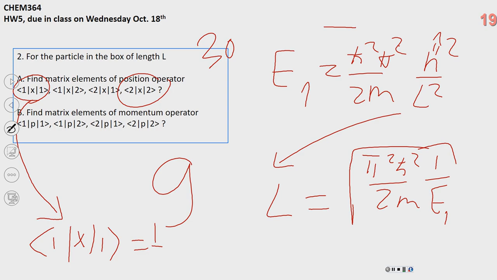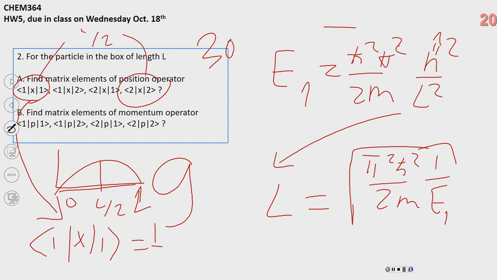If the function is homogeneously distributed between 0 and 1, and we need to find an average position, what is the expectation value between 0 and L? The expectation value of the position will be equal to L over 2, right? So here it should be L over 2, and for the second state it will be L over 2 as well. So that is already 25% of the grade.